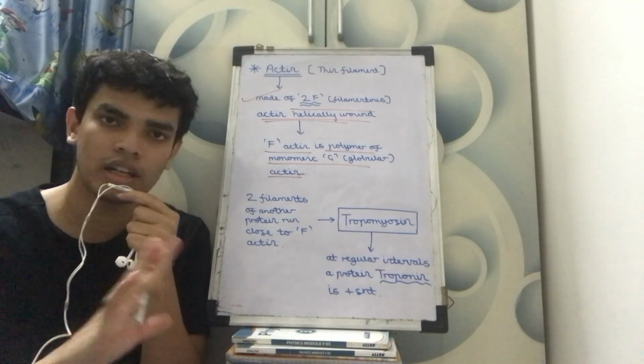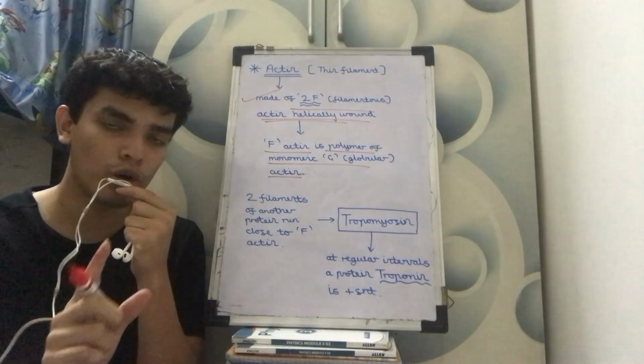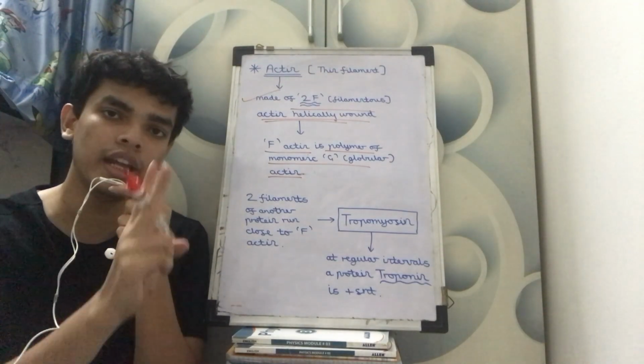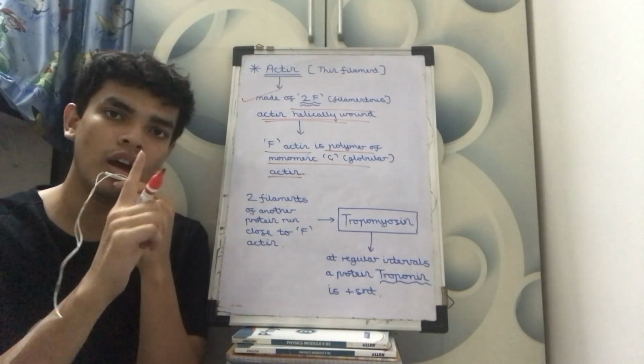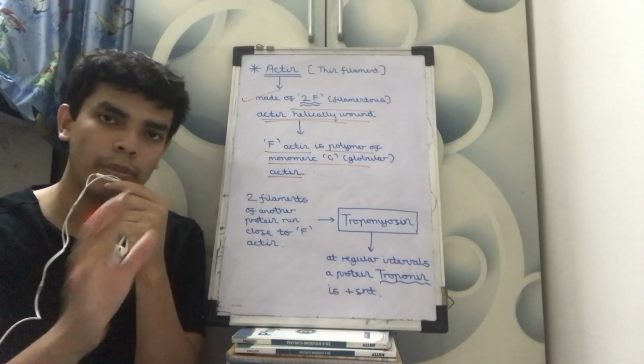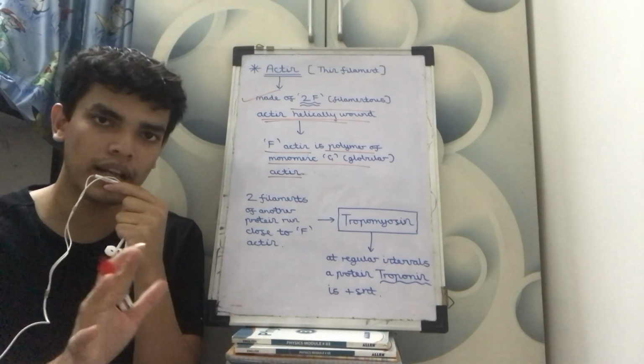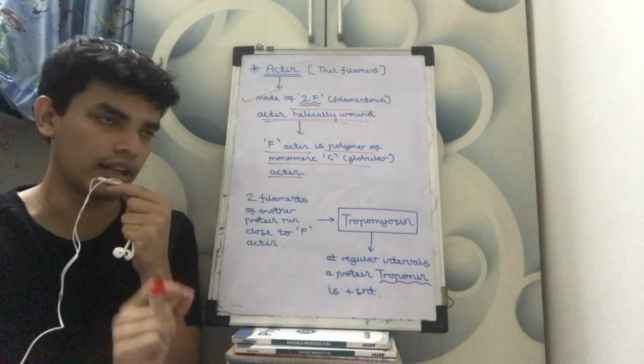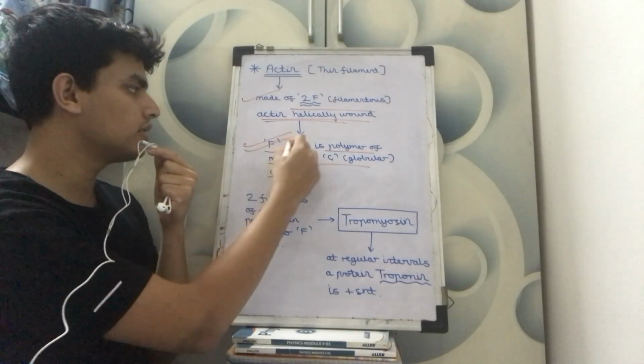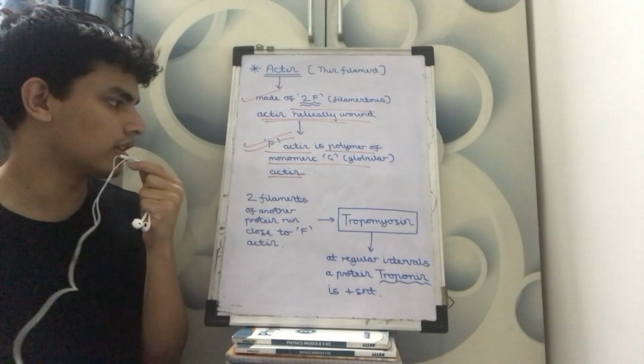Now the number of globular actin is not given, but a very important point is that the number of filamentous actin is given. How many? Two filamentous actins form one main actin, and many globular actins or G actins form the F actin. Okay, so we are clear with this. You can learn this in a chart. Please learn it in a chart.